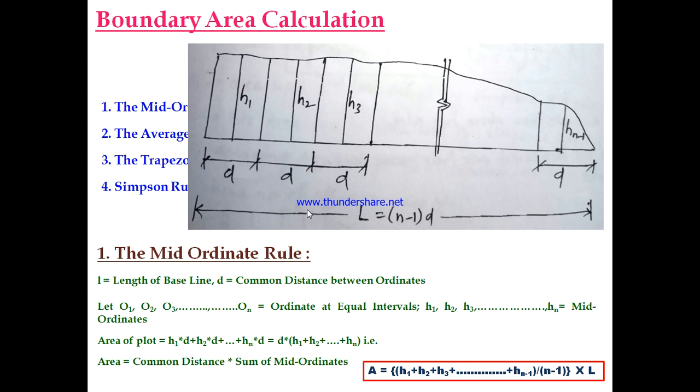In the similar manner, we can represent this particular formula in the form of A is equal to the summation of mid ordinate values into n upon n minus 1 into the length of the baseline.